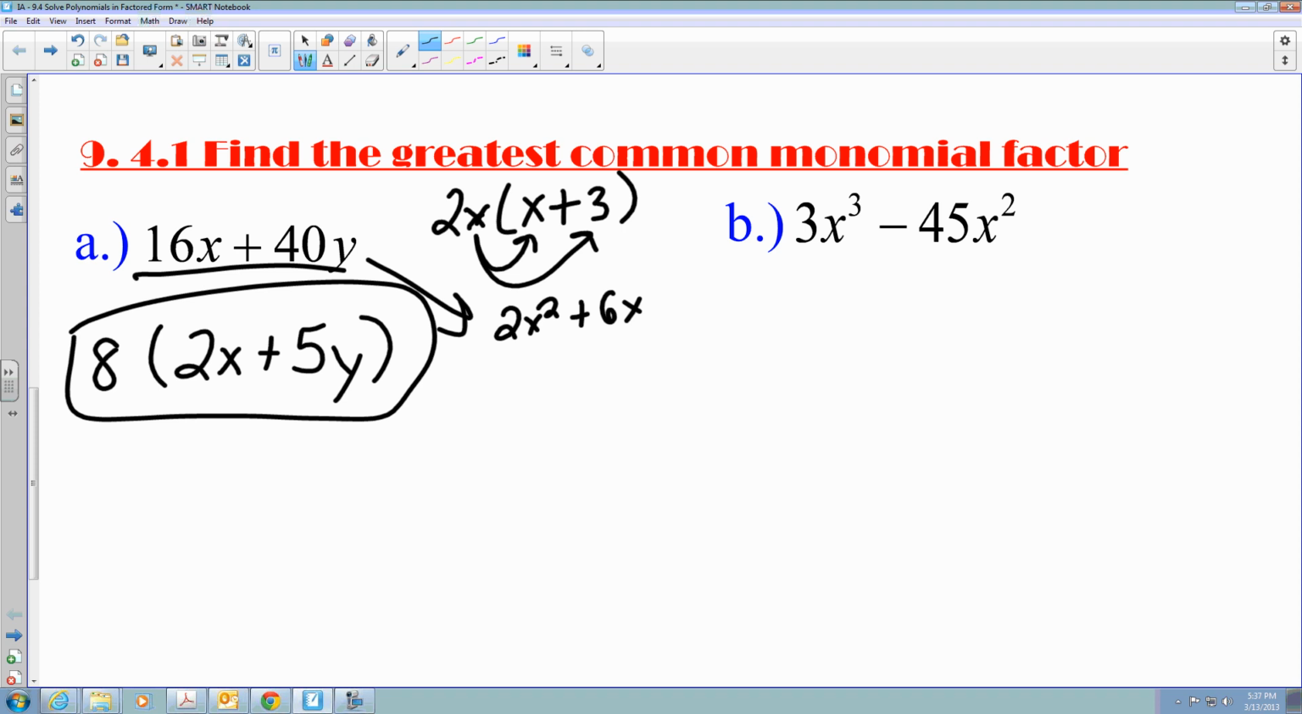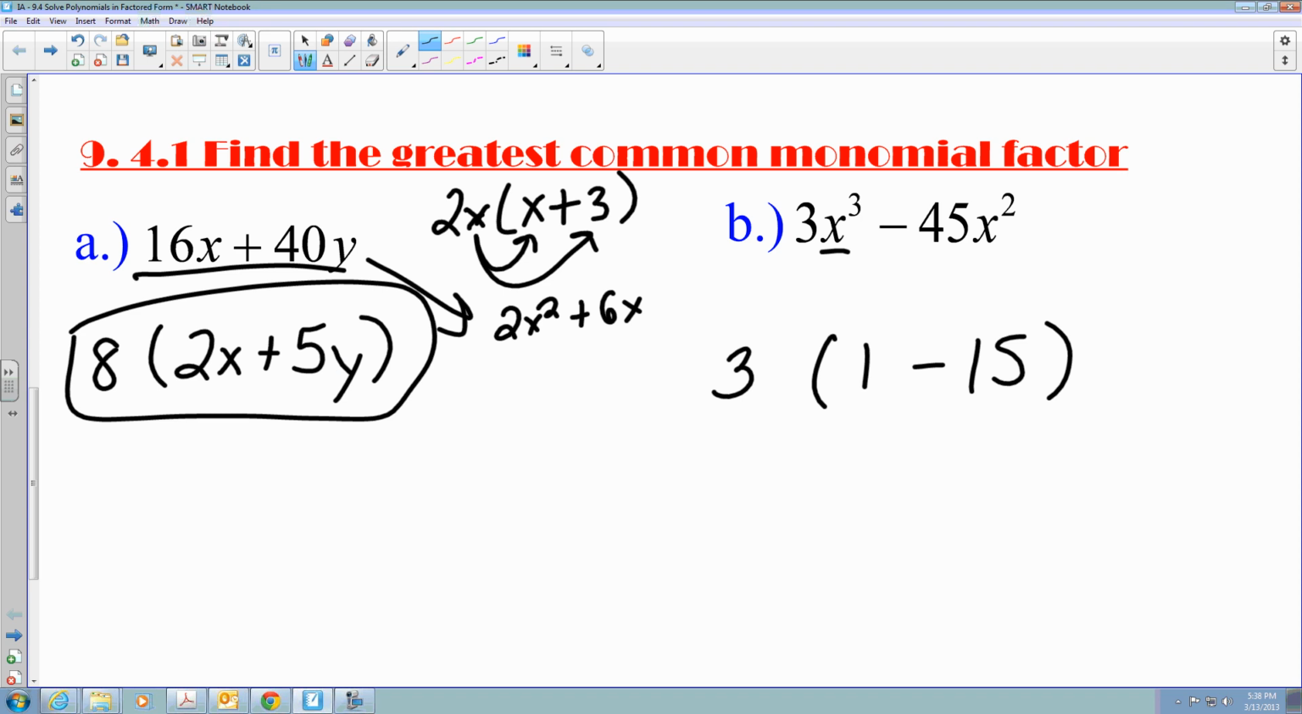Okay. Next, I have example B. I have 3x to the third power minus 45x squared. So let's look at the number. I have 3 and I have 45. So I can take out a 3 in both of them. And then I have in my parentheses 1 minus 15. Okay? Because 3 times 1 is 3. 3 times 15 is 45.